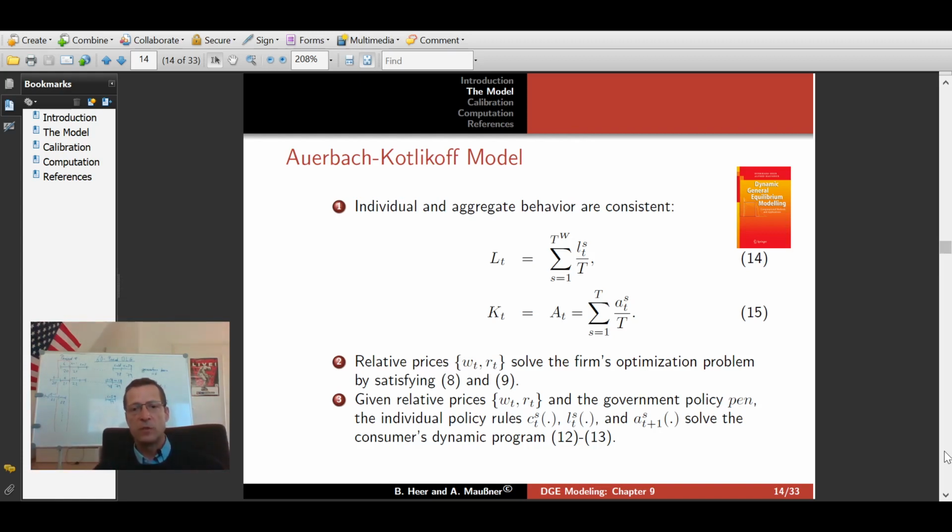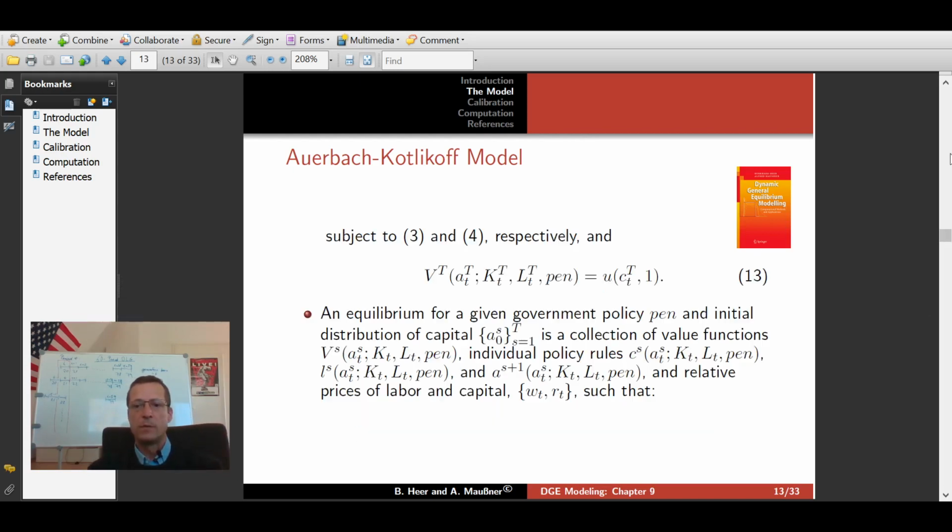Relative prices WT, RT solve the firm's optimization problem by satisfying equations 8 and 9, so that the wage is equal to the marginal product of labor, and the interest rate is equal to the marginal product of capital minus depreciation. Given the relative prices WT, RT, and the government policy pension, the individual policy rules solve the consumer's dynamic program, equations 12 to 13.